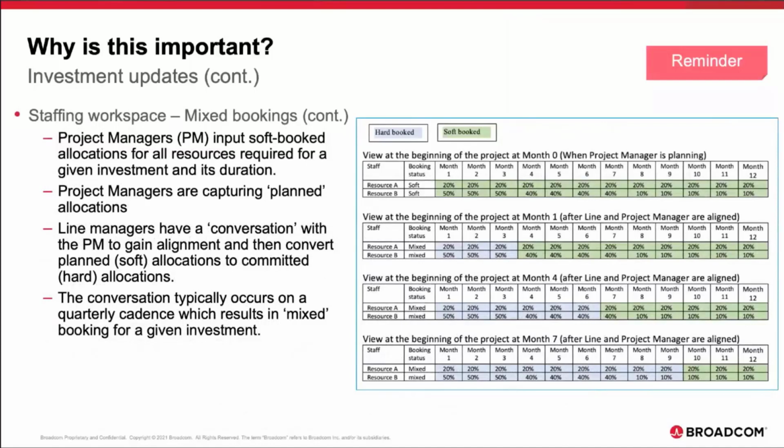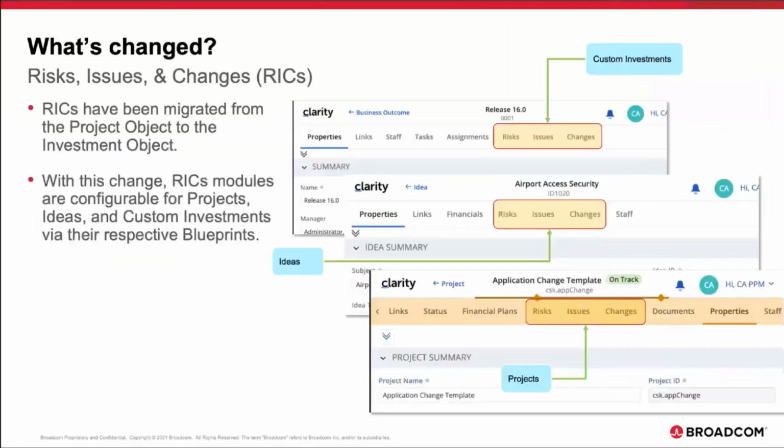One other point here related to the mixed booking is project managers input soft booked allocations for all resources required for a given project and its duration. Project managers are basically capturing the planned allocations. Line managers have a conversation with the PM to gain alignment and then convert planned or soft allocations to committed or hard allocations. So the conversation typically occurs on a quarterly cadence, which results in mixed bookings for a given investment. Okay, so what's changed?